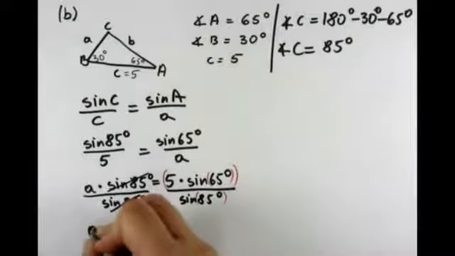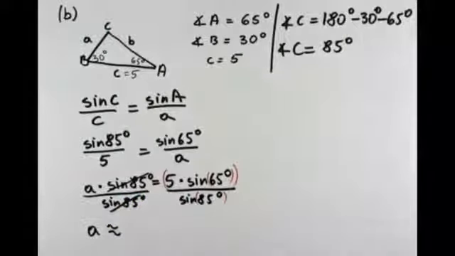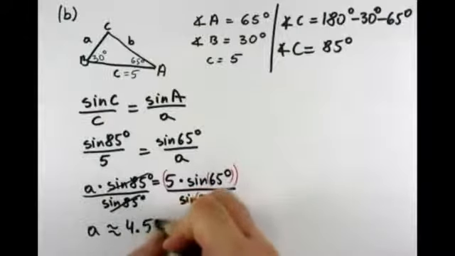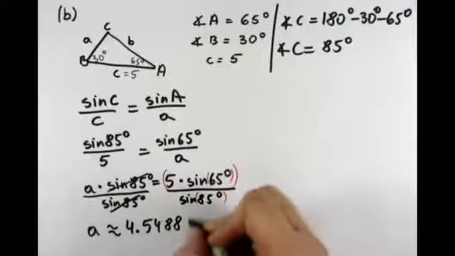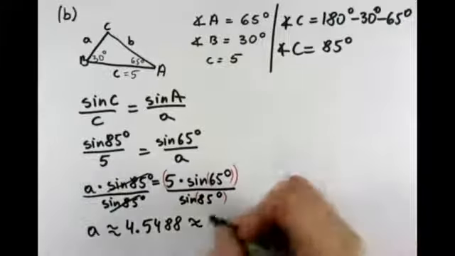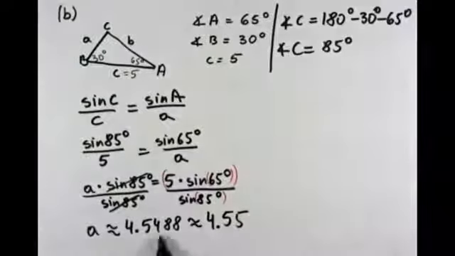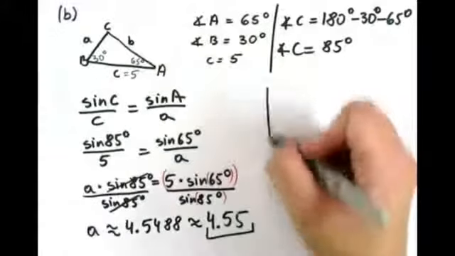So the A value is approximately 4.5488 something. So this gives me, to 2 decimal places, 4.55. We do need to increase the digit because the next one is more than 5. So that's my A side.